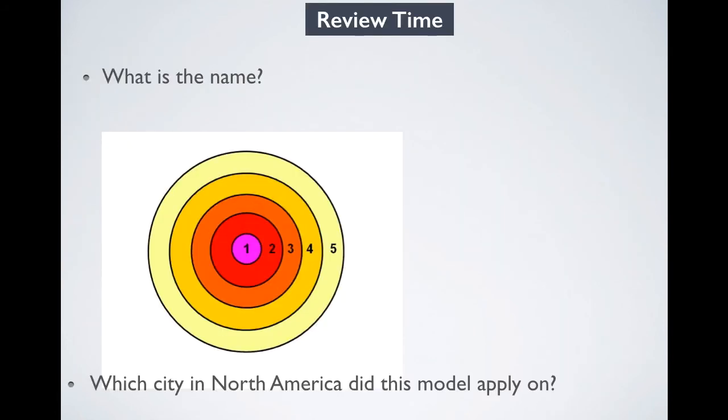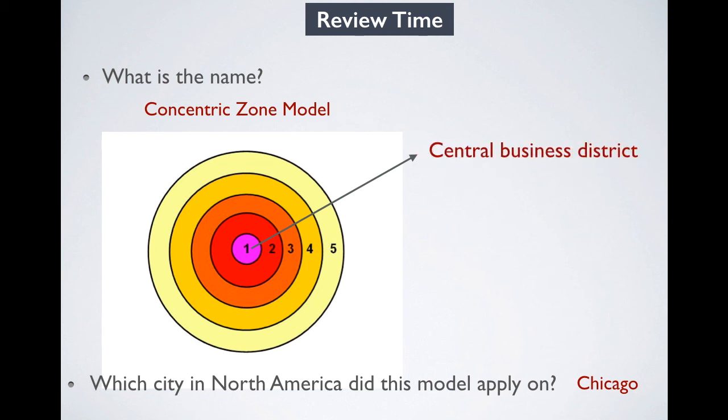Now let's review. So what is the name of this model? It is the concentric zone model. And which city in North America did this model apply to? The answer is Chicago. And what does number 1 on this model represent? It represents the central business district.